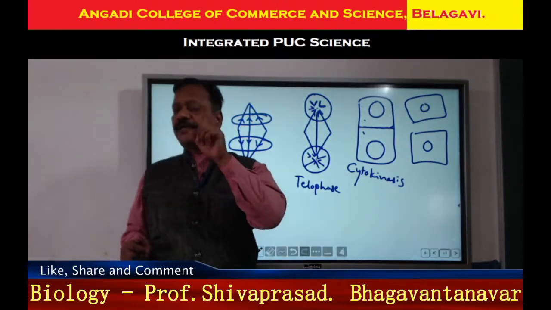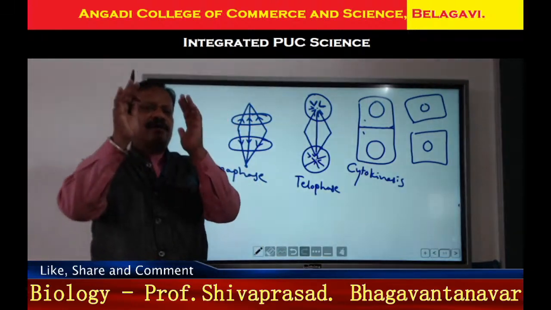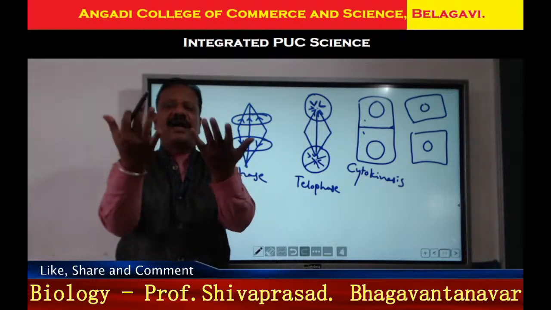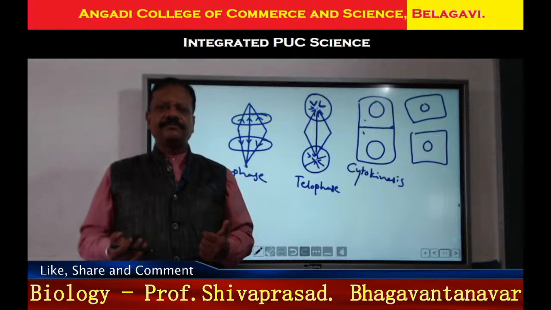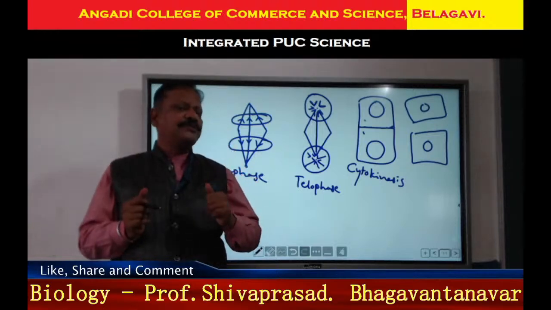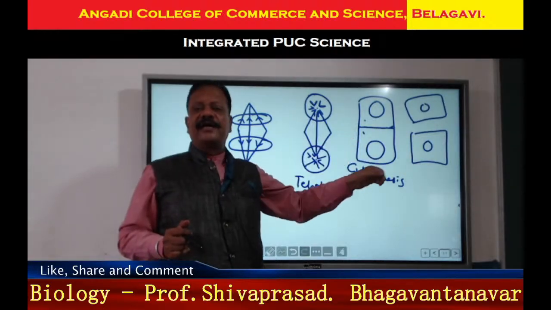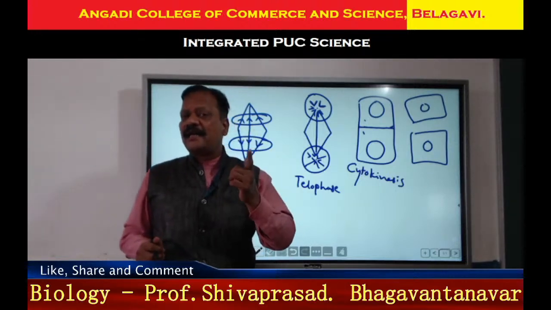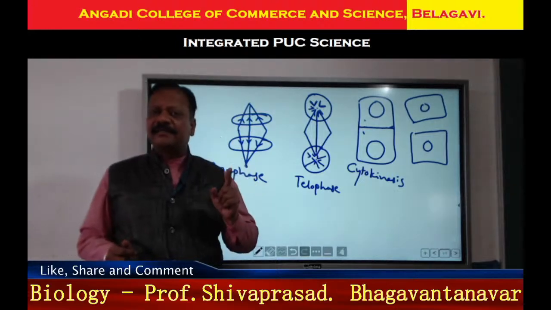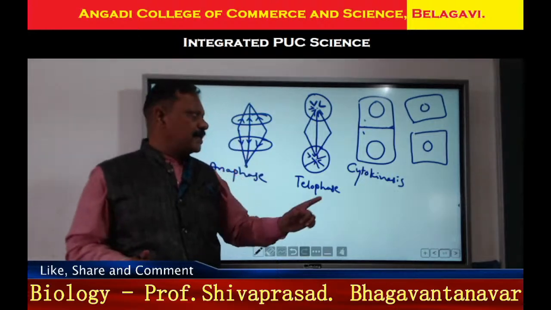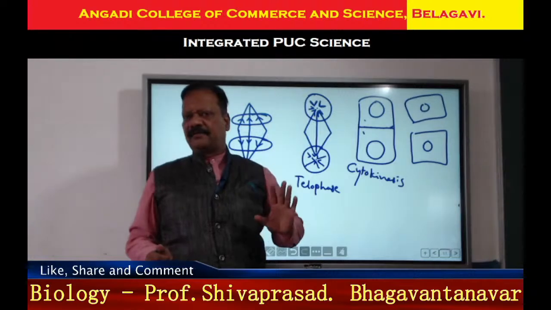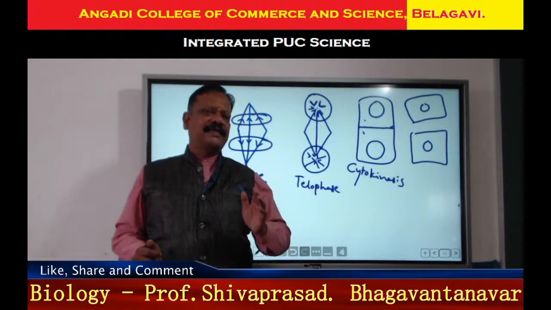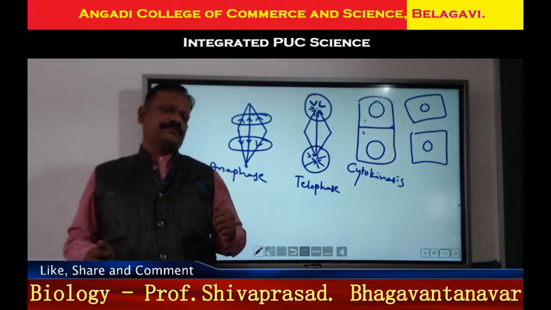But here, one thing you have to remember: whatever chromosomal number is there, the chromosomal number is doubled, and these chromosomes are equally distributed in the daughter cells. So as a result, whatever the chromosomal number is in the mother cell, the same chromosomal number is observed in the daughter cell. So we are calling mitosis an equational division.